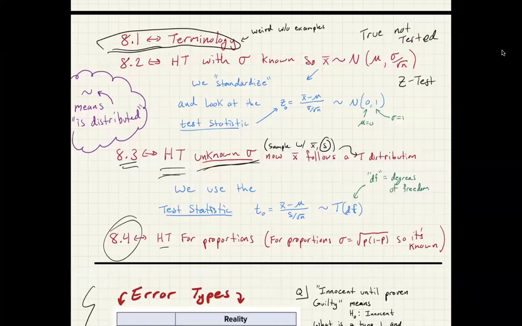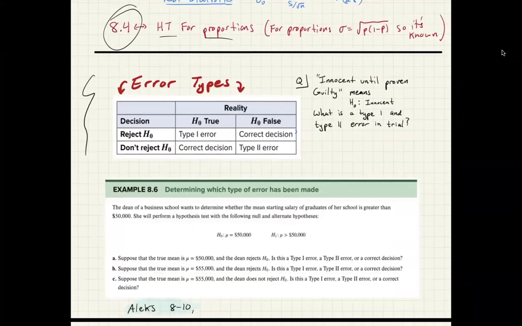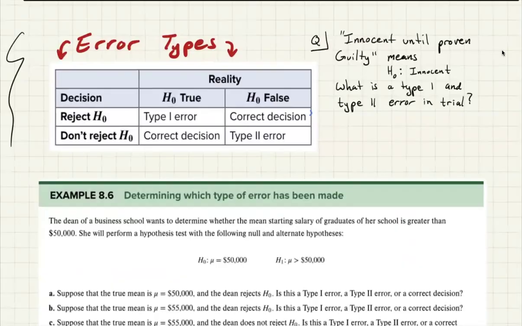Okay, and then 8.4, hypothesis testing for proportions. Okay, let's get into error types, and then we'll just do a few more examples and call it good. So error types. So here's the thing. We don't know what the true mean is, okay? So H naught says that the mean is equal to some value, which we call mu sub 0, okay? That might be true, but when we run our tests and collect some data and maybe X bar is pretty far away, the evidence might make us reject thinking that H naught is true.